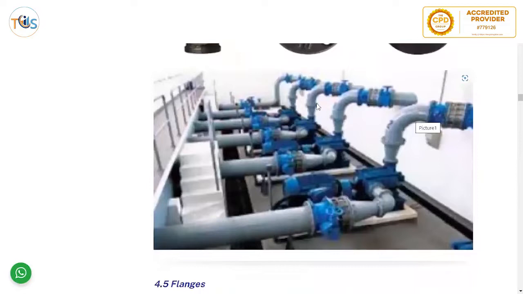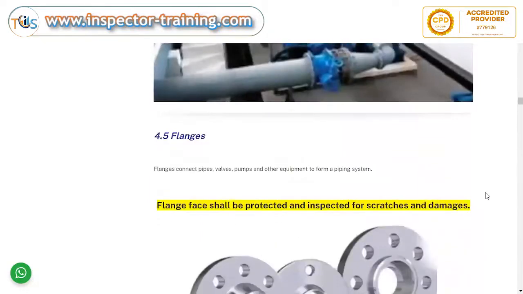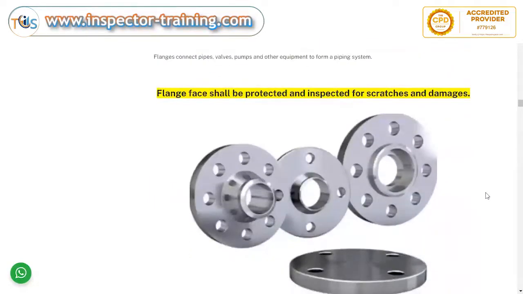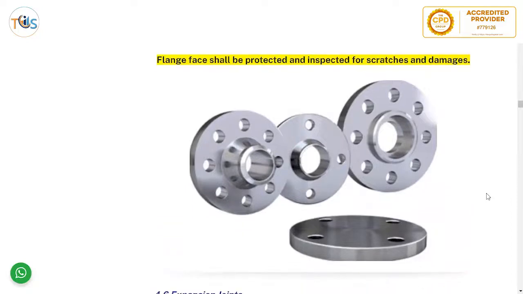A lot of fittings, as you can see, changing the direction of the flow, connecting the pipes. These are called fittings. Flanges. Flanges connect pipes, valves, pumps, and other equipment to form a piping system. Flange face shall be protected and inspected for scratches and damages. So the flange face is the most important part of the valve.